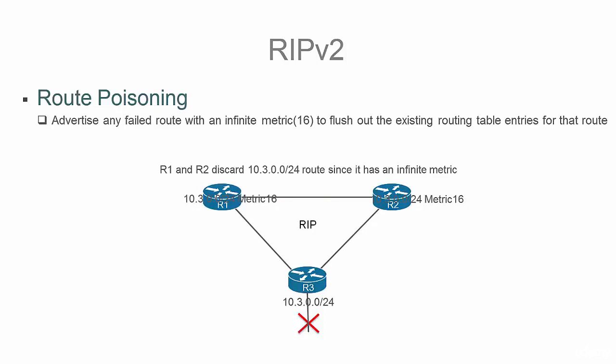So when R1 and R2 received this route advertisement, they would discard the 10.3.0.0 route since it had an infinite metric. The reason that a metric of 16 is considered to be infinite in RIP is because with RIP, it can only have a maximum hop count of 15 for its metric. So a RIP routing topology cannot exceed 15 routed hops.